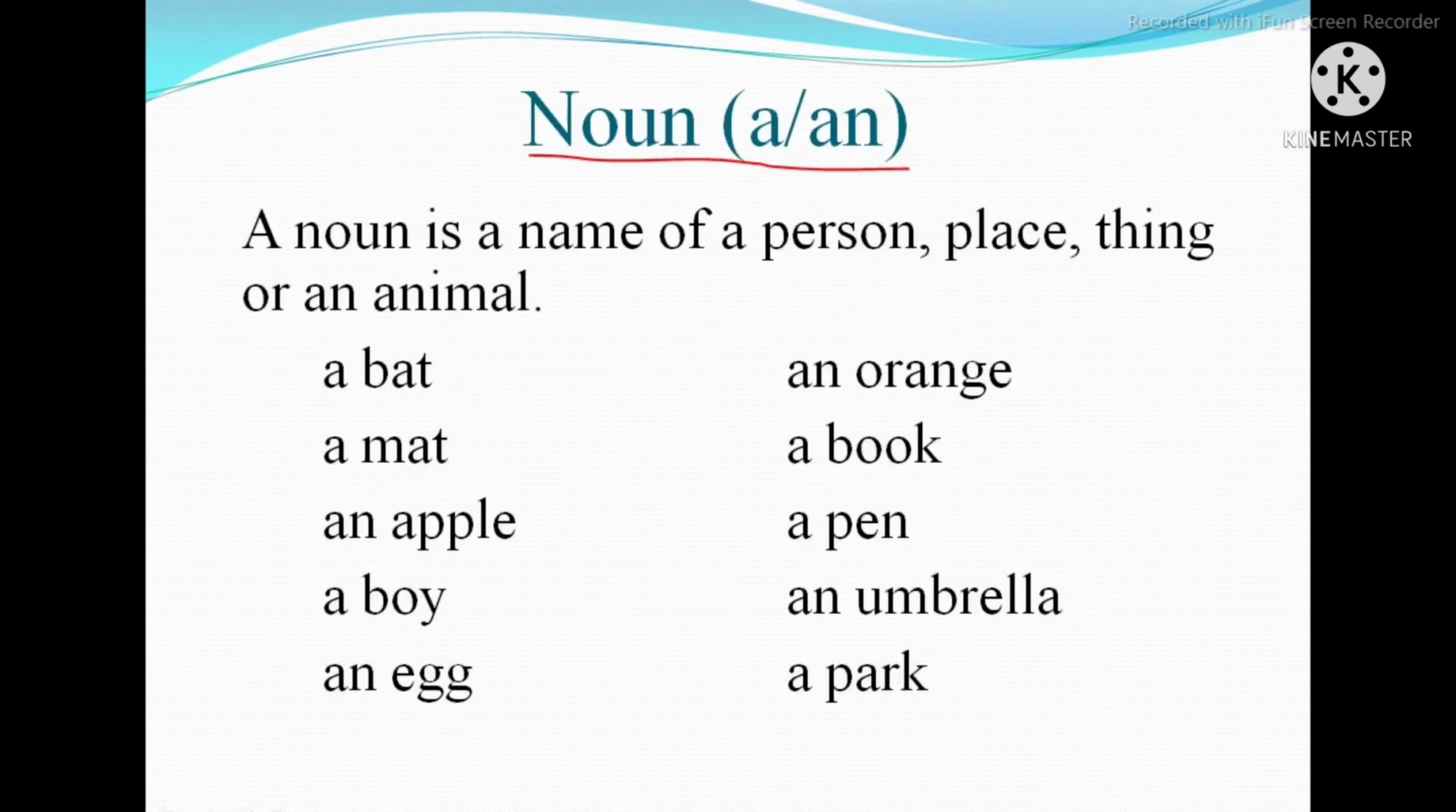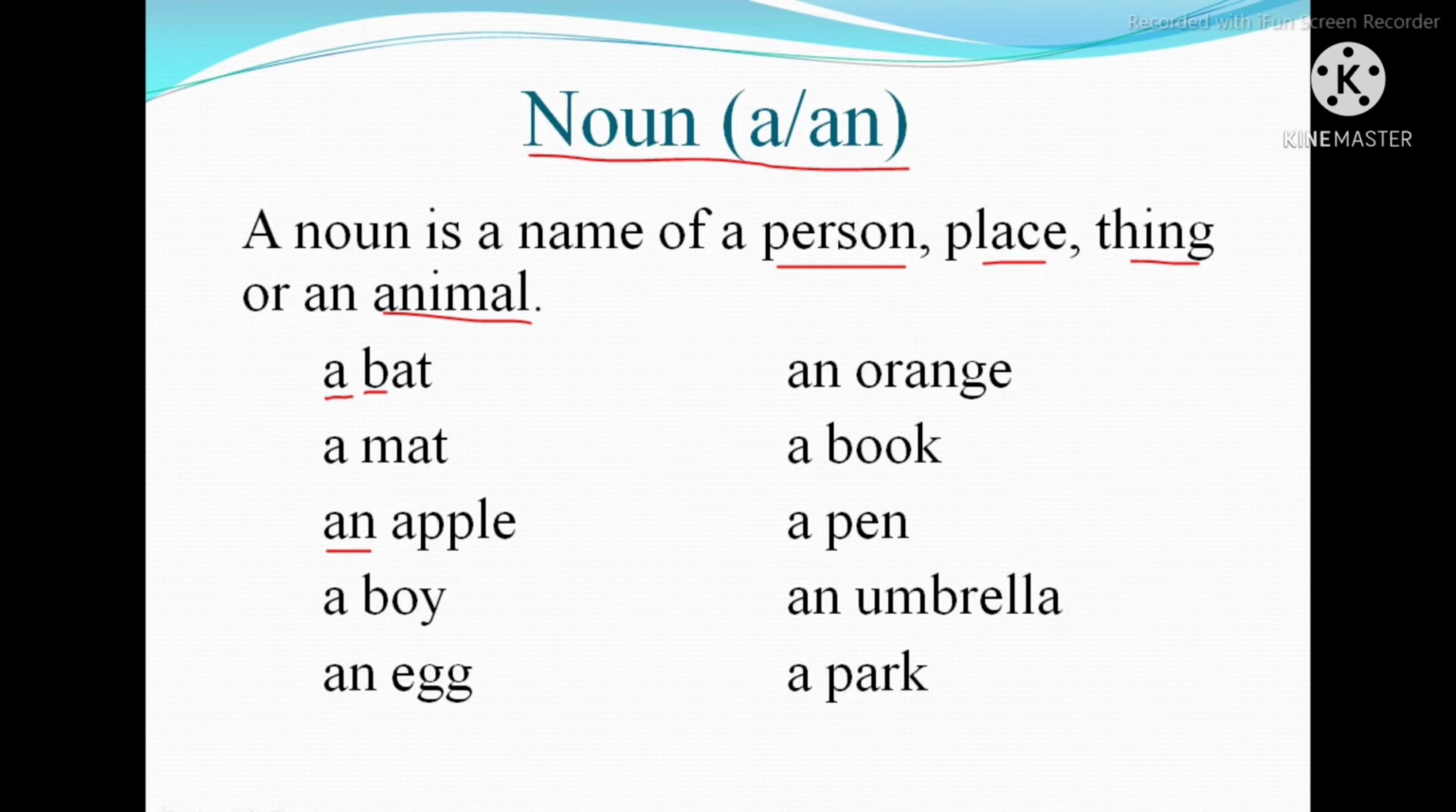Now let's talk about nouns. So let me ask you, what is a noun? A noun is a name of a person, place, thing or an animal. We put a or an before all the nouns. So when the first letter of the word starts with a consonant, we put a before it. And if the word starts with a vowel, we put an.